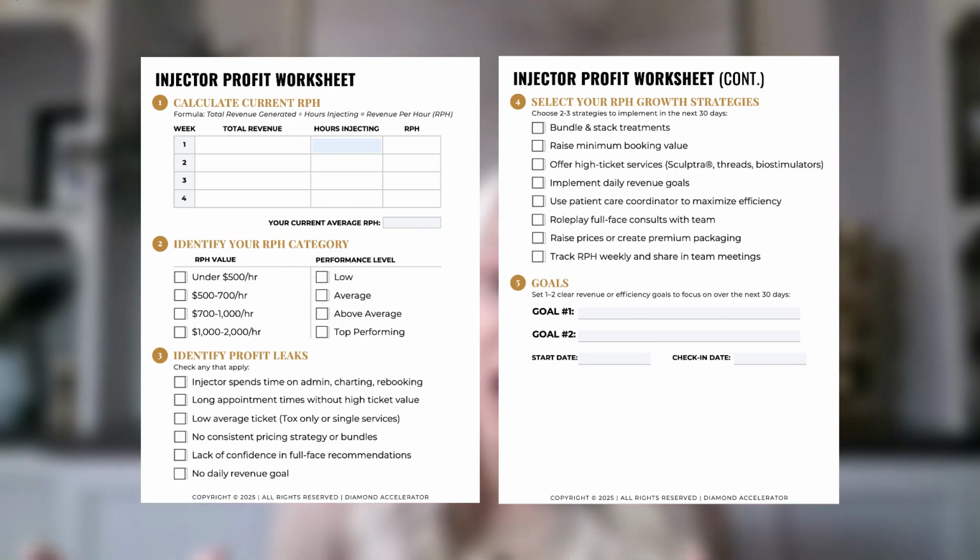So the last thing that you get in the Injector Profit Playbook is a worksheet to do exactly what I just went over in the game plan, right? It's going to help you to calculate the revenue per hour if you're not doing that already. It's going to help you to identify and spot where the leaky hole is in your bucket, right? That's preventing them from the target that you are after.